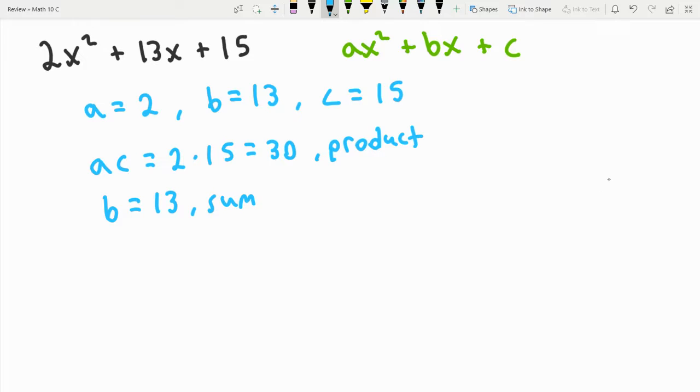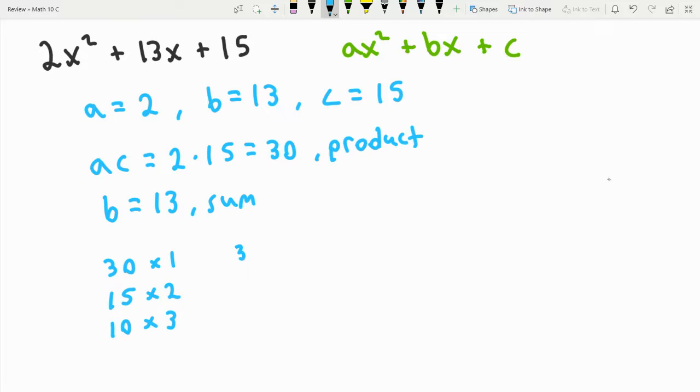Now that I know my product and sum, I want to find two numbers that multiply together to form my product, which happens to be 30, and those two numbers also have to add up together to make 13, which is my sum. So to do this, I would start by listing the factors of 30. So let's think about this. What can I use to make 30? Okay, well, 30 times 1 is 30. I have 15 times 2, 10 times 3, and I'm pretty sure I got another one too. But let's try these first and see if any of these work.